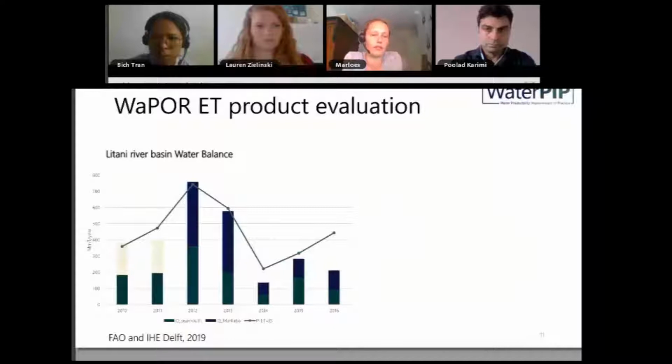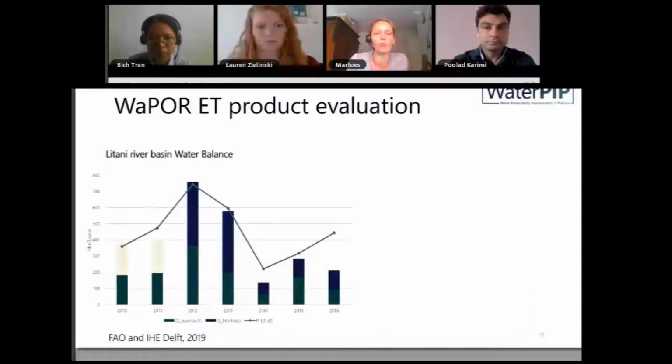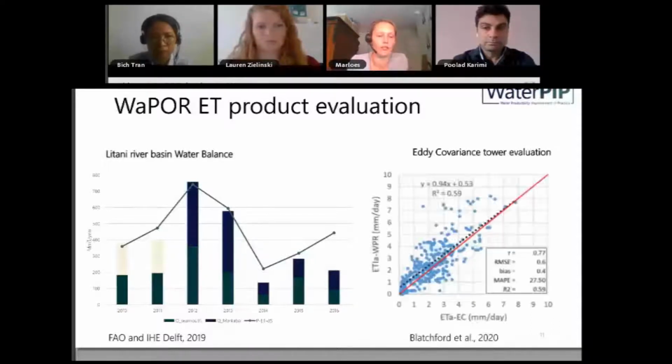We also evaluated against the discharge data in the river basin in Lebanon, the Litani River Basin. And you see two different colors, dark green and dark blue. We initially wanted to evaluate the flow, which is the dark green one, against the line, which is the P minus ET data from WaPOR. And it didn't match at all. But later we realized that there was an interbasin transfer from one of the reservoirs there outside of the basin. If we added them up, we actually see that the water balance is closing very nicely.